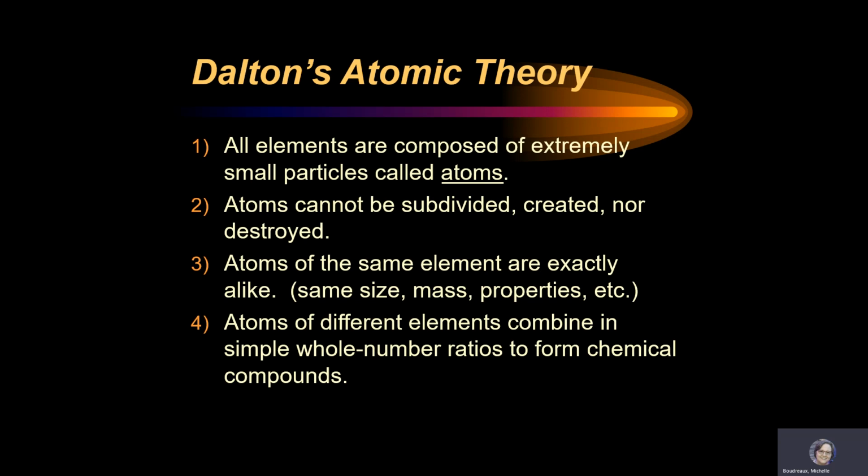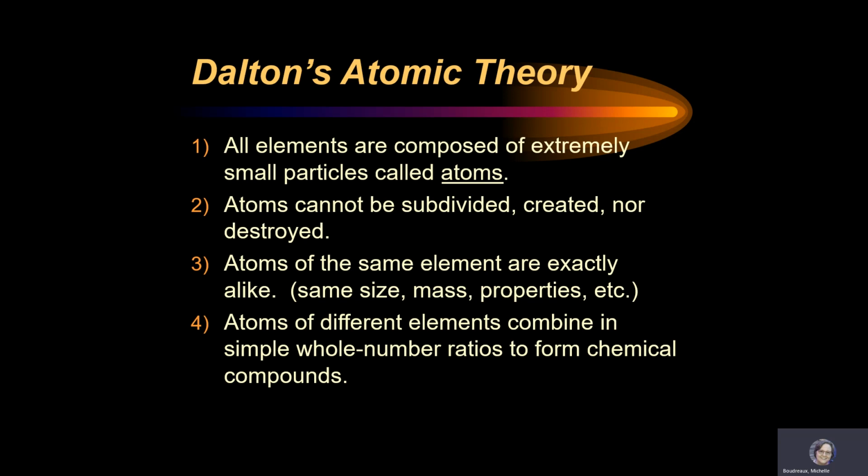Number 3, atoms of the same element are exactly alike. If you have one atom of gold, it should look like another atom of gold. It should have similar properties, it should have a similar mass, and it should be the same size. That is true as a generalization, but we will learn that there are exceptions to point 3 as well.